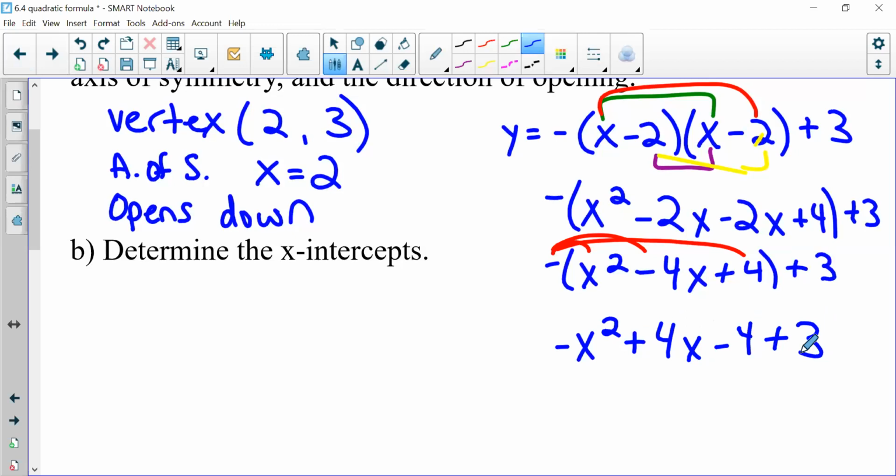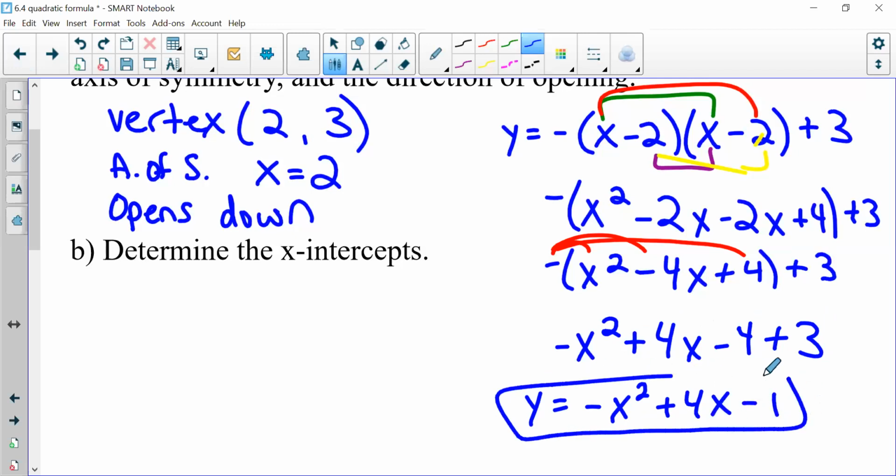Y equals negative x squared, plus 4x. Oh, that's negative 4 plus 3, so positive 7. This one's negative, that one's positive. Sorry. Okay, good.